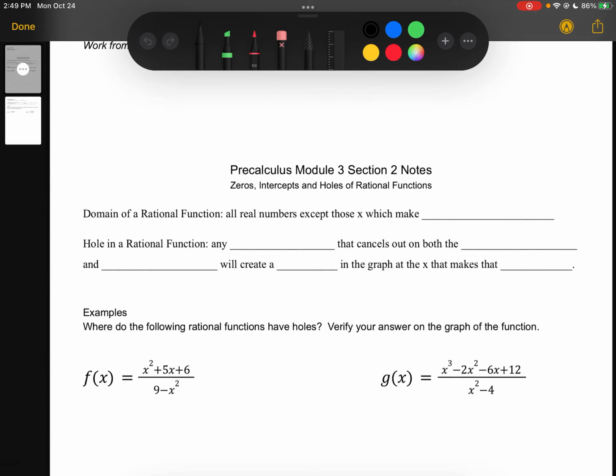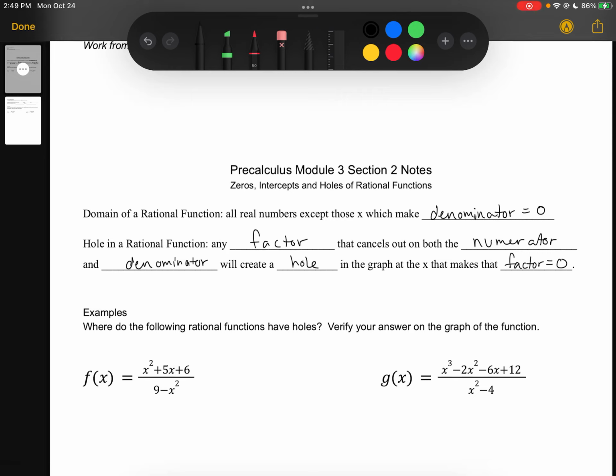So just reviewing domain of a rational function. This is all real numbers except for those x's which make the denominator equal 0. And holes in a rational function, these are any factor that cancels out on both the numerator and denominator will create a hole in the graph at the x that makes that factor equal to 0.